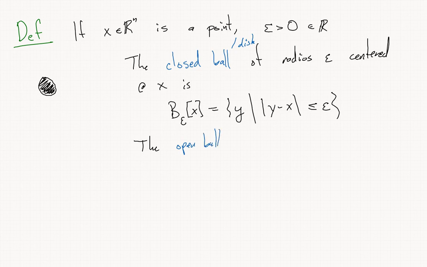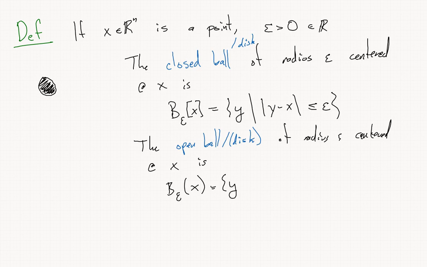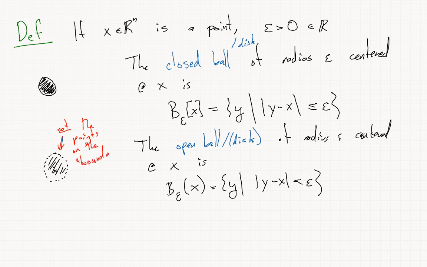Then we define the open ball, or disk, especially if we're working in two-dimensional space, of radius epsilon centered at x. Now we take all points y where the distance between y and x is strictly less than epsilon. So this will look like, this is x, it'll consist of all points inside this circle, but not the points on the edge or boundary, which we're about to define precisely.